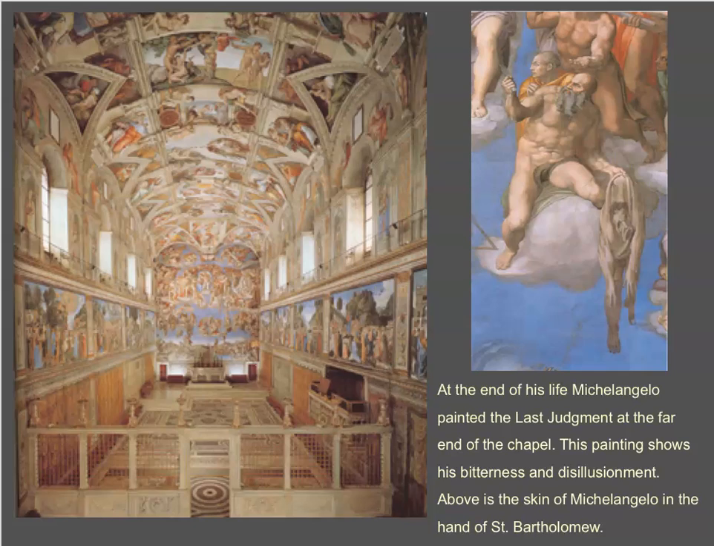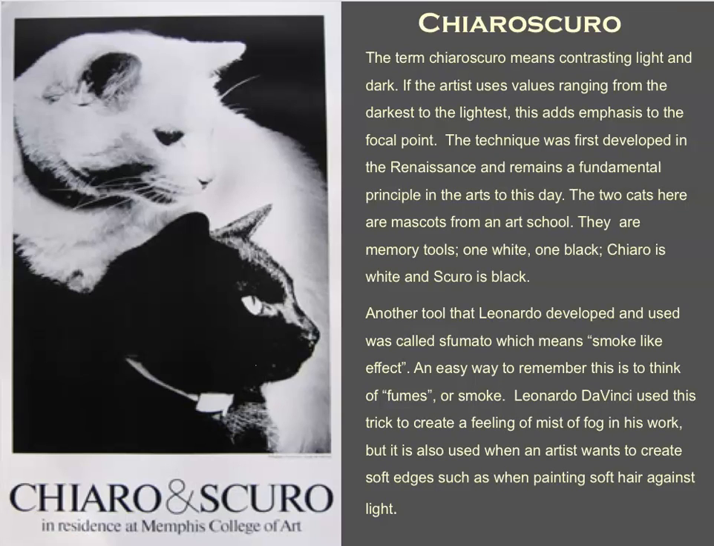Hey, so let's talk about some of the tools that artists use to create this great work. Chiaroscuro. Say it with me. Chiaroscuro. This means light and dark. Chiaro, light. Dark, scuro. You could think about when something is obscured. That's dark. This means contrasting light and dark for dramatic effect.